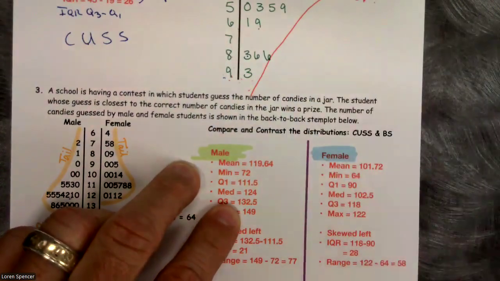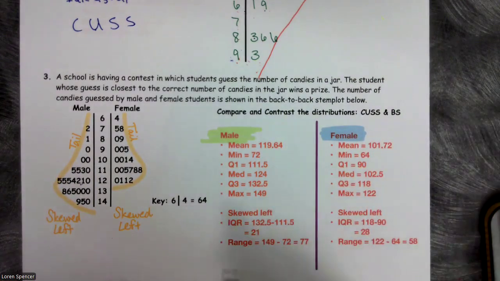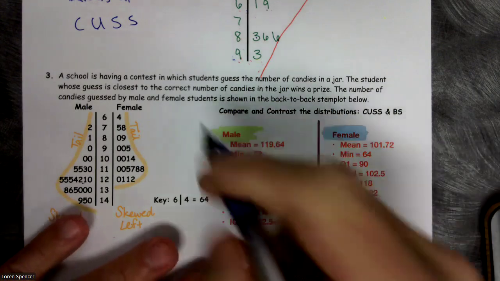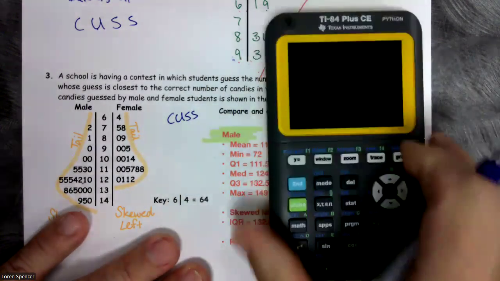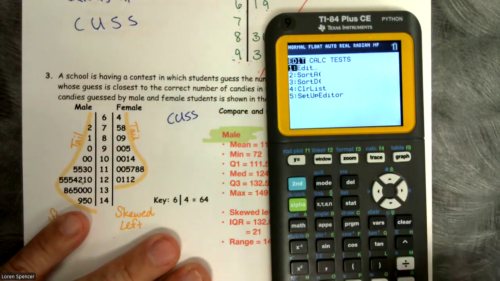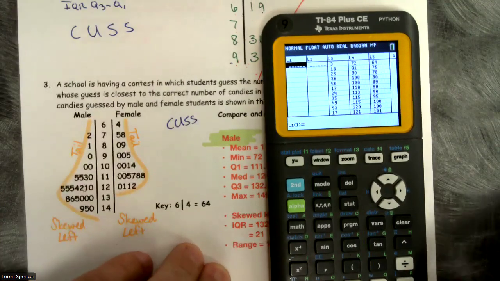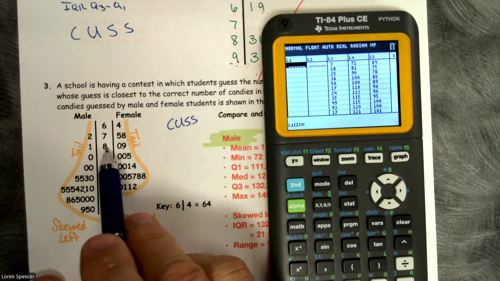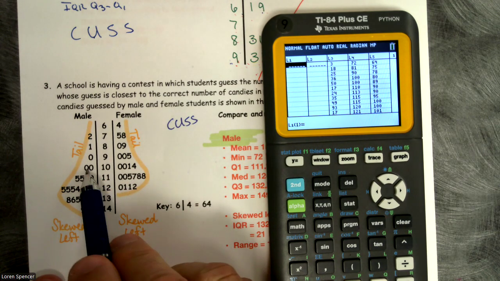All right. So it says compare and contrast the distributions. So in this case, it's like, oh, skewed left. That takes care of shape, and remember, when we're comparing and contrasting, we are CUSSing. So I went ahead and entered all that data. So I'm going to go to stat, edit, and please remember this is 72, this is 81, this is 90, this is 100, this is 100.